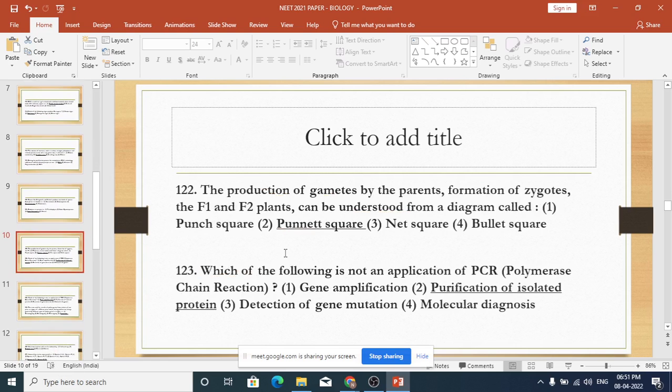The production of gametes by the parents, formation of zygotes, the F1 and F2 plants can be understood from a diagram called Punnett square. Looks like 12th standard, huh? No, sir, we've studied this in 10th standard. 10th standard you studied, my God. So Punnett square is the answer they have given.